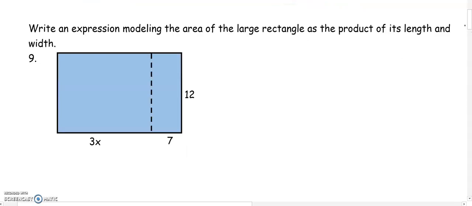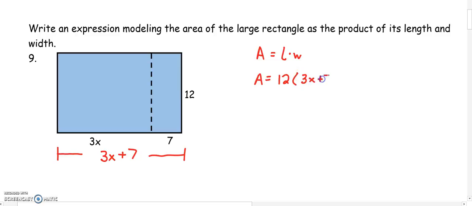Write an expression modeling the area of the large rectangle as a product of its length and width. So remember that area of a rectangle is equal to length times width. So in this case, the area is equal to 12 times this whole side. So remember, this side has two pieces right now. It has a 3x and it has a 7. So we need to add those together so the side becomes 3x plus 7. So we have 12 times 3x plus 7. And then I'm going to distribute my 12. So area equals 36x plus 84.